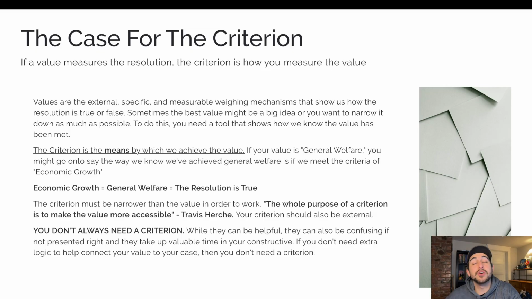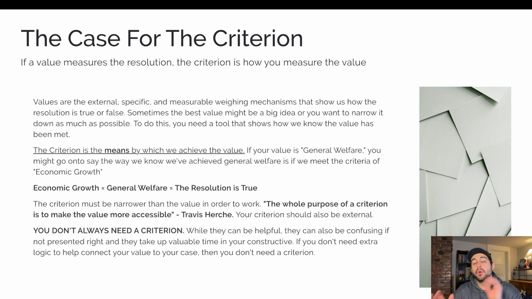So for example, if you use a criterion, rather than your contentions being my side upholds the value, my opponent's side does not uphold the value, you'll structure them as my side upholds the criterion, my opponent's side does not uphold the criterion, with an impact at the bottom saying that my side upholds the value. So if your value is general welfare, contention 1, incrementalism, upholds the criterion of economic growth, and the impact is that incrementalism upholds general welfare. So basically, if economic growth is met, then we know general welfare is met, then we know the resolution is true.